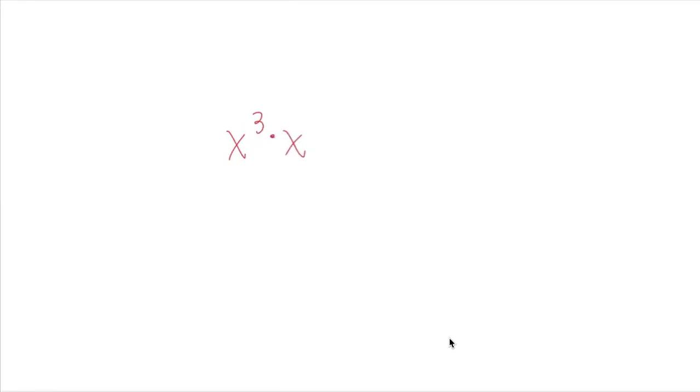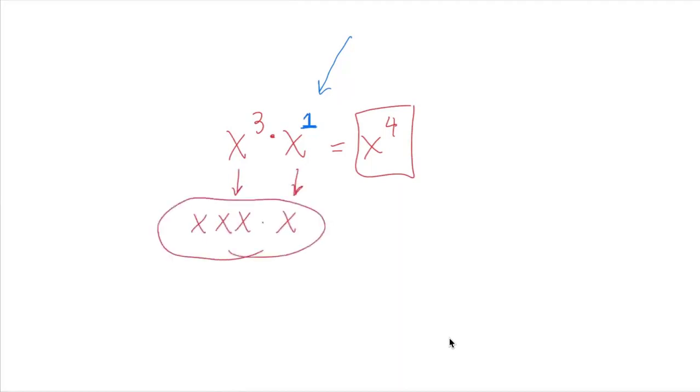Good. Now, here's an important thing to remember. X by itself, every number, every variable has an exponent. If we don't see it, it's an invisible 1. So this is not still x to the 3rd. This is actually x to the 4th. If we were to expand it out, this is 3 x's, this is 1 x, and so in total there are 4 x's, x to the 4th.